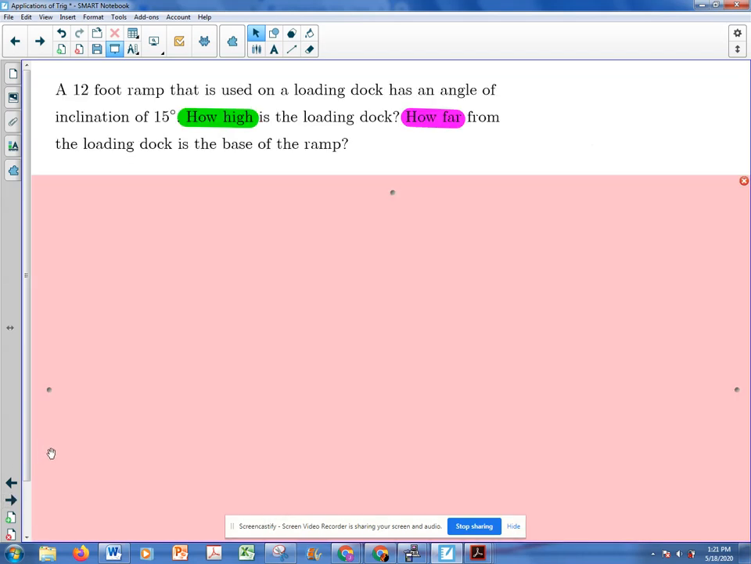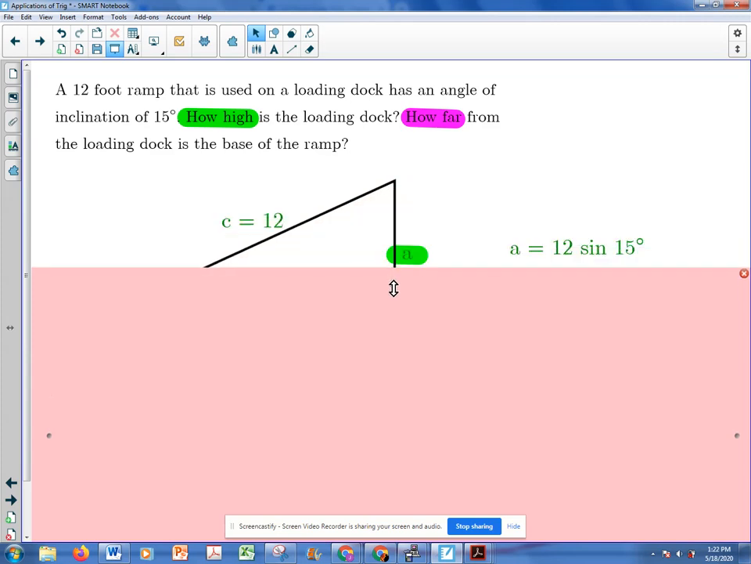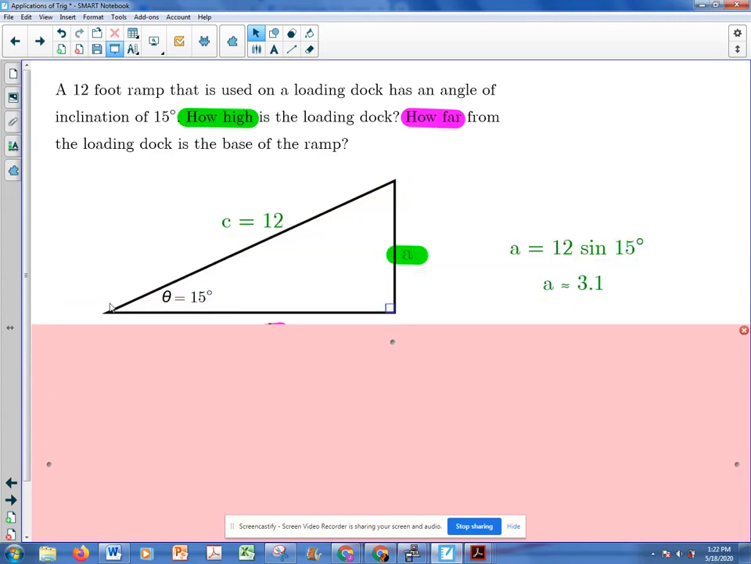No. All right, so here we go. These are where you use them, and they're going to be in word problems. You have a 12-foot ramp that is used on a loading dock, a 12-foot long ramp. So how does that go? Oh, do I have a picture? Oh, look, I have a picture. The 12 is going to be the hypotenuse.